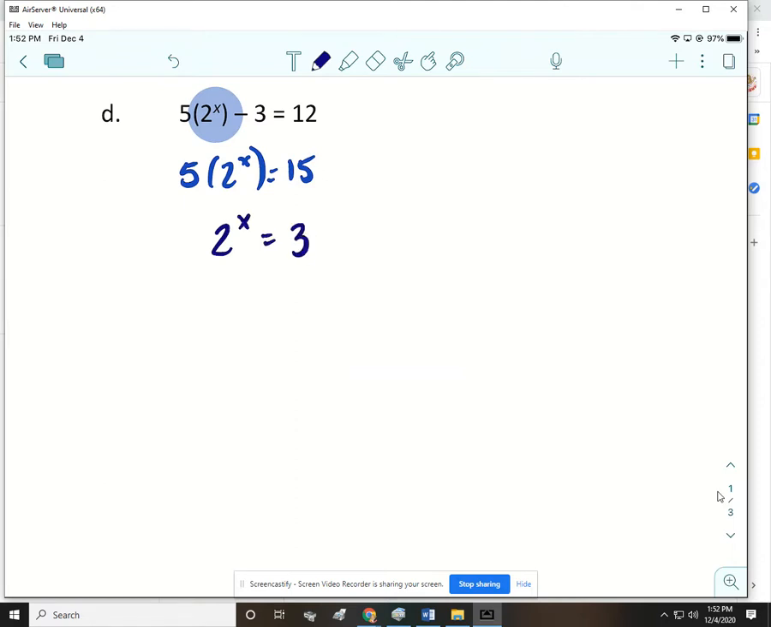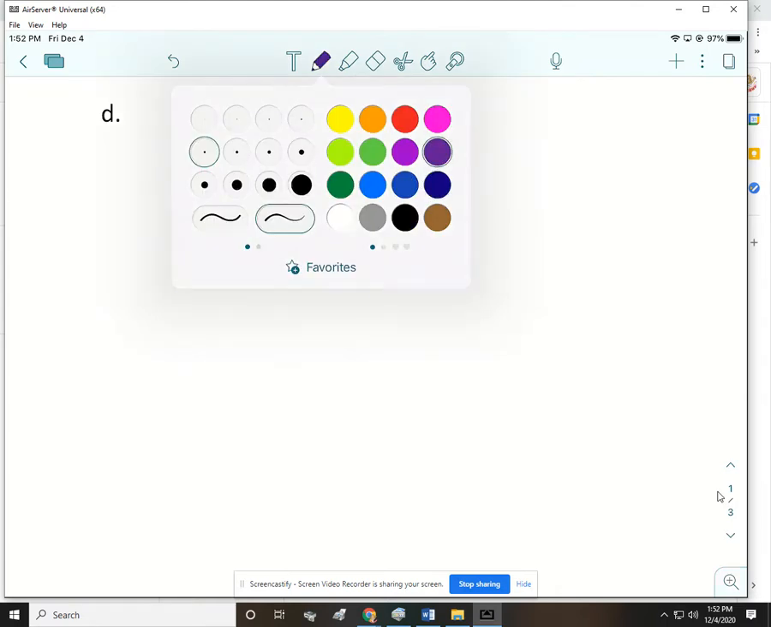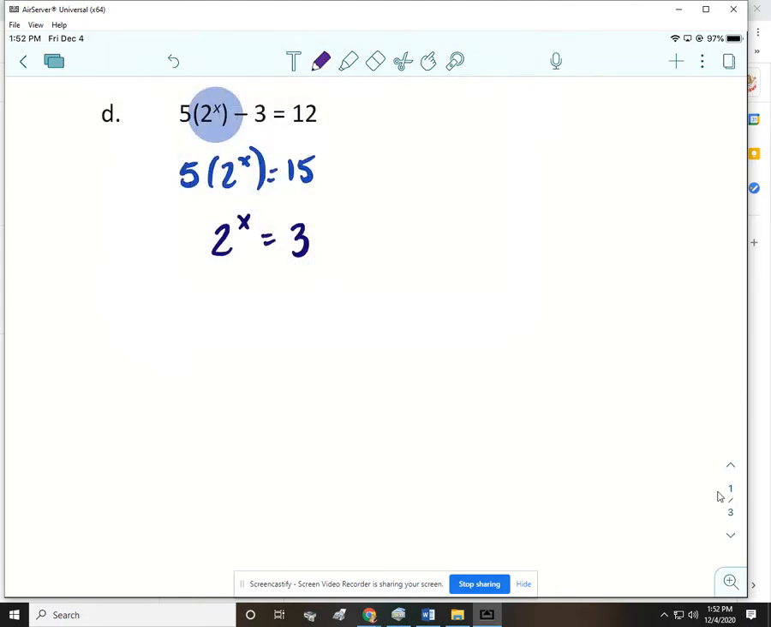Okay. So it's 2 to the x is equal to 3. So we're trying to figure out 2 to what power gives you 3. And we can't do that in our head. The only way we can figure it out is to represent it using logarithms.